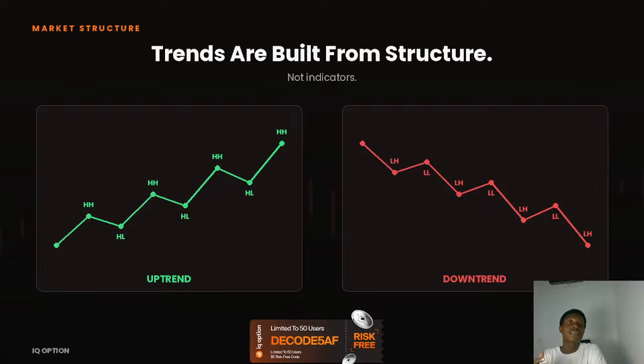But just to give you an example, let's say you have a Bitcoin price rallying from $100 to $120. That is your first high. Then it pulls back to, let's say, 110. From 120, which is the peak, it pulls back to 110. That is your first low. And then it rallies again to 130. That is a higher high, higher than the previous peak, which is 120.